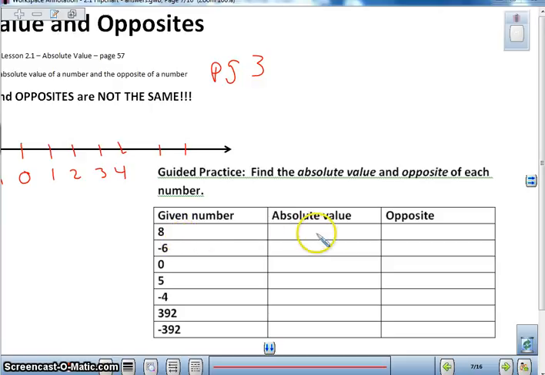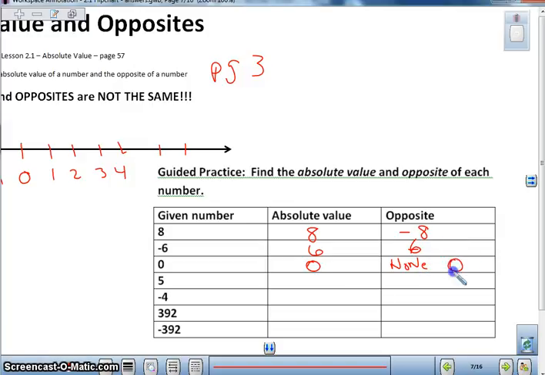Given number of 8, the absolute value is 8. The opposite is -8. For -6, the absolute value of that is going to be 6. It's 6 units from 0. The opposite is also going to be, in this case, they were both the same. 0's absolute value is 0. Its opposite, there really is no opposite of 0. So I'm going to put none.